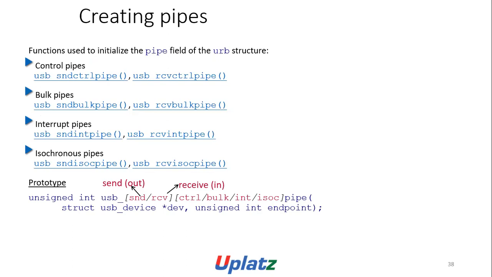Creating pipes: functions used to initialize the pipe field of the URB structure. Control pipes: usb_sndctrlpipe, usb_rcvctrlpipe. Bulk pipes: usb_sndbulkpipe, usb_rcvbulkpipe. Interrupt pipes: usb_sndintpipe, usb_rcvintpipe. Isochronous pipes: usb_sndisocpipe, usb_rcvisocpipe. Prototype: unsigned int usb_send/rcv control/bulk/int/isoc pipe, taking a struct usb_device and an integer endpoint.